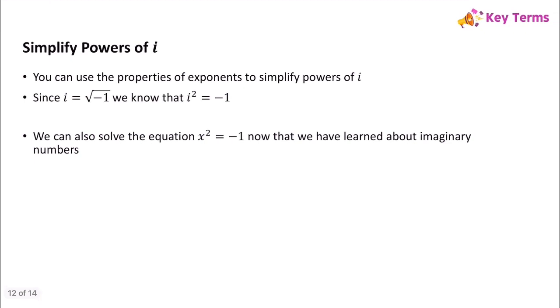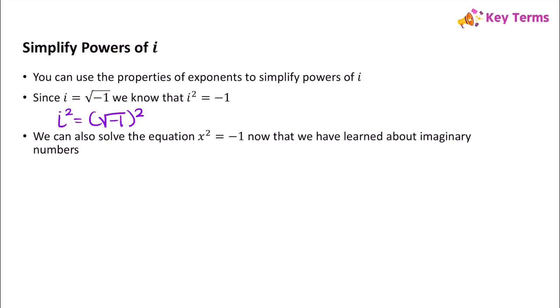So what we can do now is we can also simplify powers of i, and we can do this using the properties of exponents. So for example, we know that since i equals the square root of negative 1, i squared equals negative 1. Because what we can do here is we can square both sides of this equation, so we have the square root of negative 1 squared, and then that squared and the square root cancel each other out, so we get i squared equals negative 1.